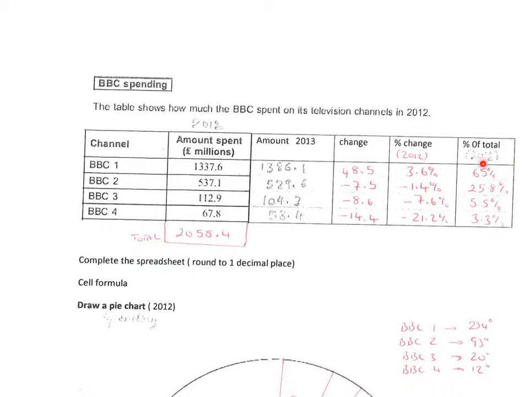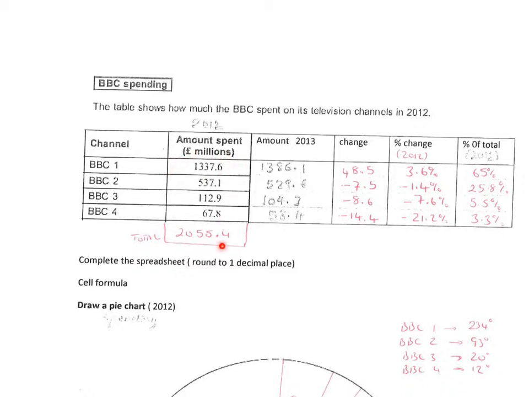They could ask you to work out the percentage of the total. What that means is something simple. If you look at 2012, I could add up those numbers. So that's the total amount of money the BBC spent on all 4 channels. And we might need to work out how much they spent on the BBC One. To get this answer over here, you do the amount they spent on BBC One divided by the total times by 100.